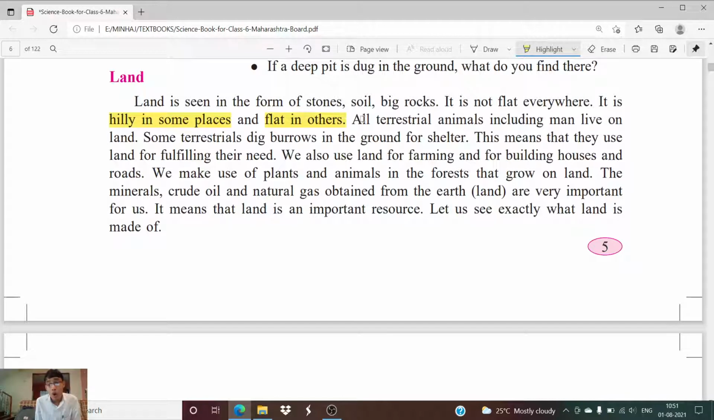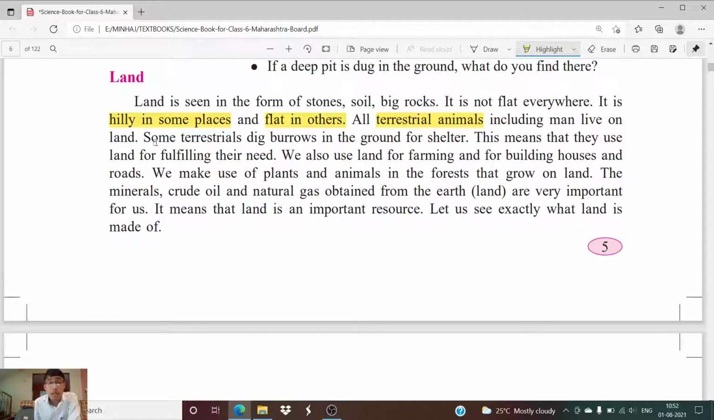All terrestrial animals, including man, live on land. Terrestrial animal मतलब क्या? What are terrestrial animals? टेरिस्ट्रियल मतलब ऐसे एनिमल्स जो जमीन पर रहते हैं. कहाँ पर रहते हैं? जमीन पर. सो द एनिमल्स विच लिव ऑन लैंड आर कॉल्ड एज टेरिस्ट्रियल एनिमल्स. सो ऑल द टेरिस्ट्रियल एनिमल्स इंक्लूडिंग मैन लिव ऑन लैंड.